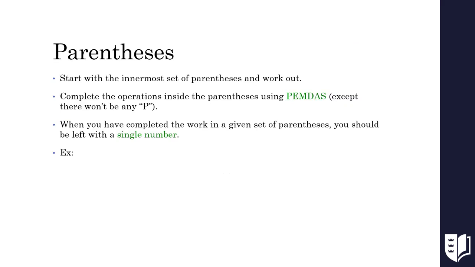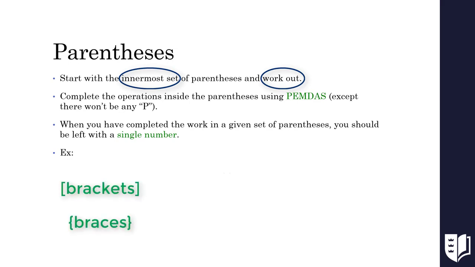First, we start with parentheses. We need to work inside the innermost set of parentheses and then work outward. We work inside the parentheses by following the rest of the order of operations without the P. Sometimes there will be more grouping symbols other than parentheses, such as brackets or braces. These are generally used if one grouping symbol is entirely contained within another. Follow the same steps for these symbols as if they were parentheses.